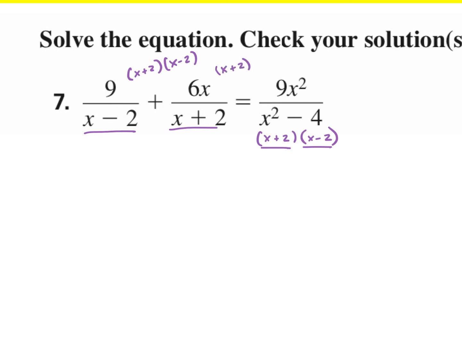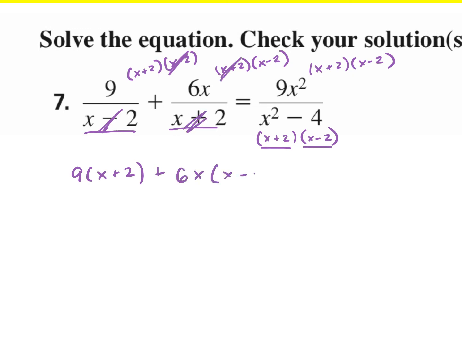X plus 2, x minus 2. So we have an x minus 2 in the bottom, x minus 2 in the top. Those cancel, so we have 9 times x plus 2 left over. X plus 2 cancels out with x plus 2, so we have 6x times x minus 2. And then here, x plus 2 and x minus 2 cancel out with the bottom, so we just have 9x squared.